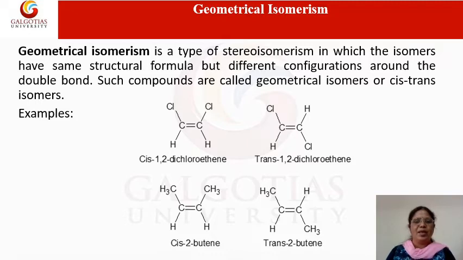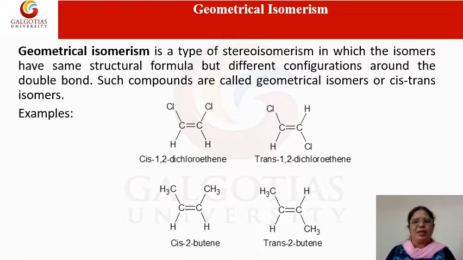This is actually a type of stereoisomerism in which the isomers have the same structural formula but they have different configurations around the double bond. The isomers which show geometrical isomerism are called geometrical isomers. They are sometimes also called cis-trans isomers. Now these geometrical isomers have two conditions, as we can see. They have the same structural formula and they have different configuration.